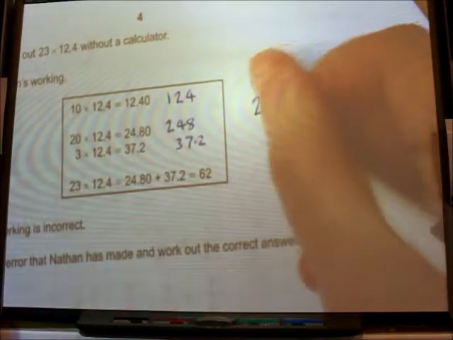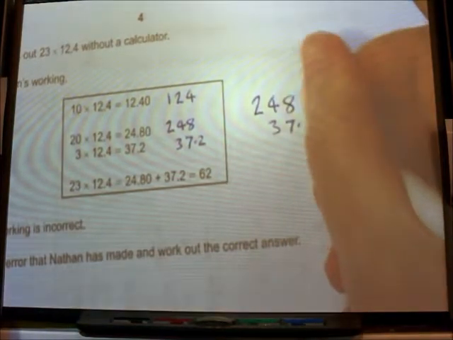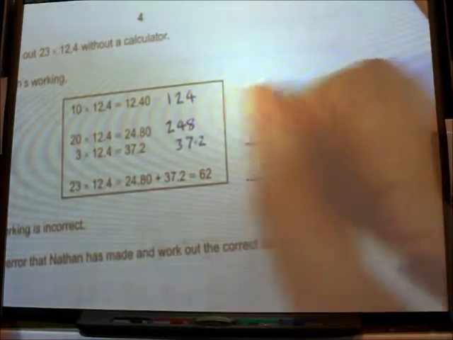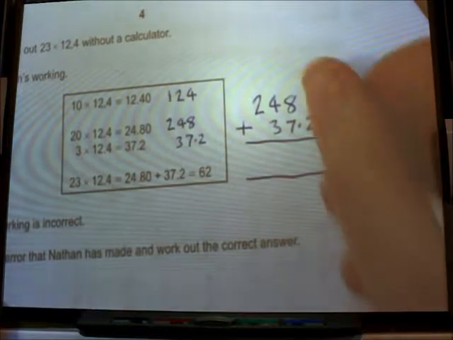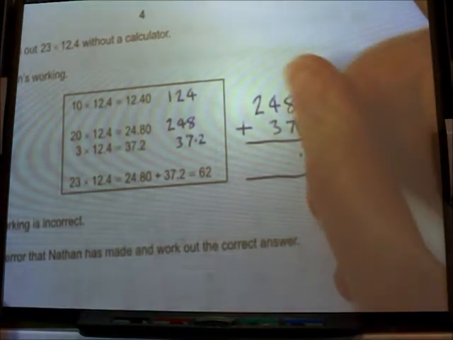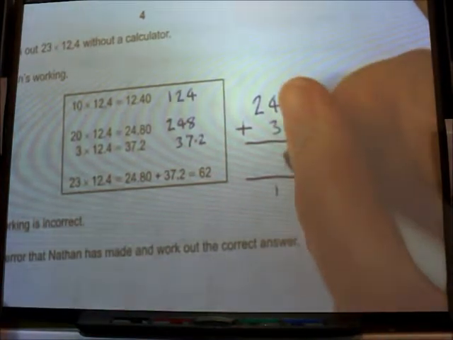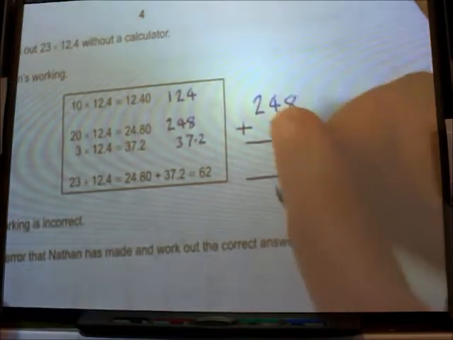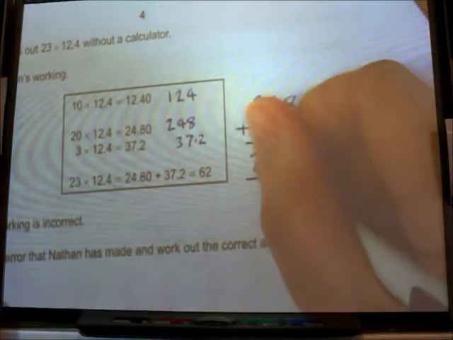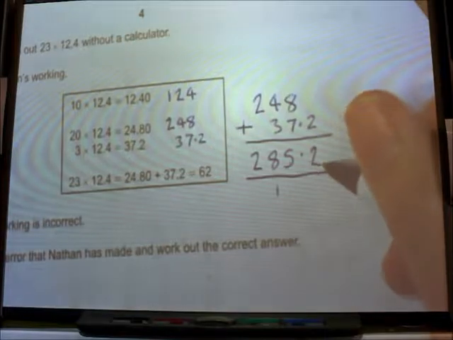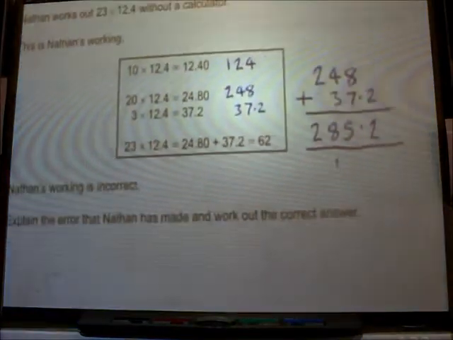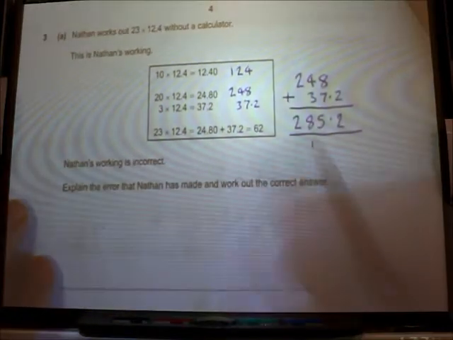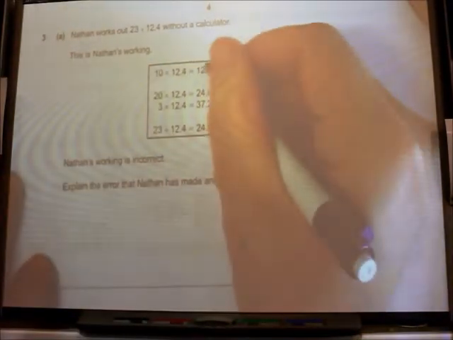248 and 37.2. Using the old column addition method you would have been taught when you were probably about 6 or 7. So there'll be a 2 there. 8 add 7 is 15, so you carry the 1. 4 add 3 is 7, add the 1 is 8, and the 2 goes there. So the correct answer is 285.2, and I'd write a brief sentence here to explain that this is the bit he has got wrong.